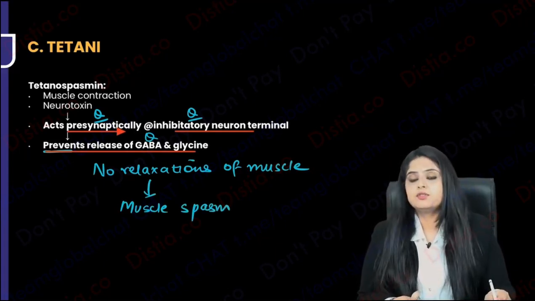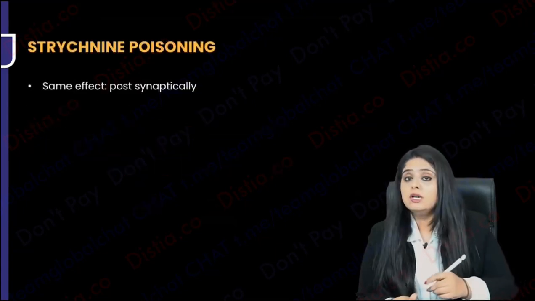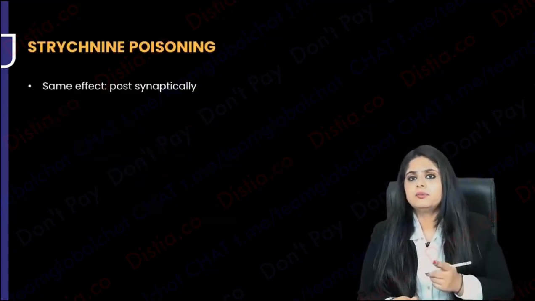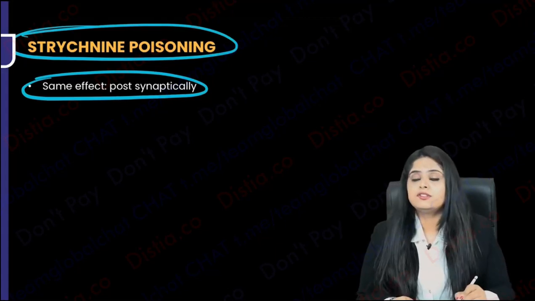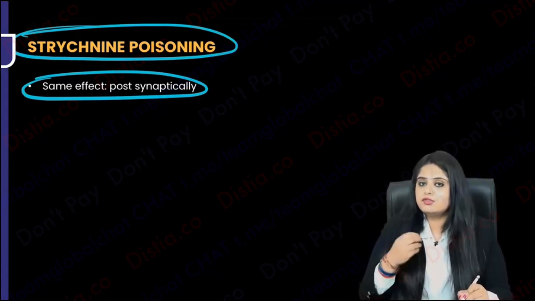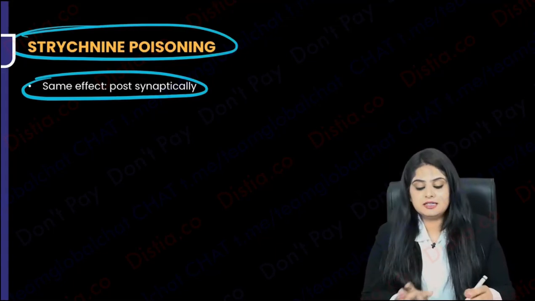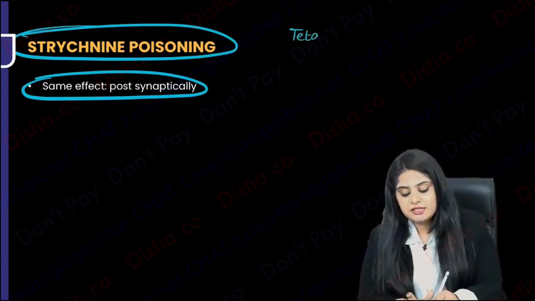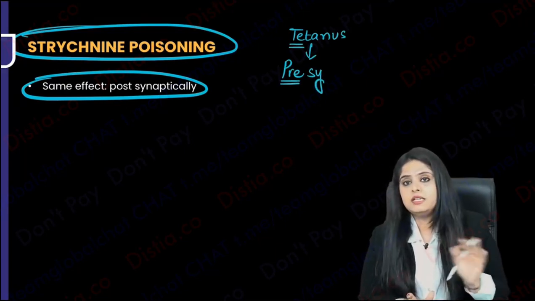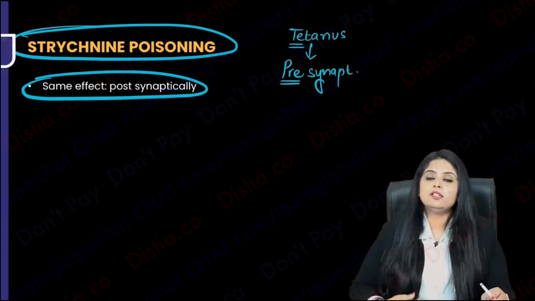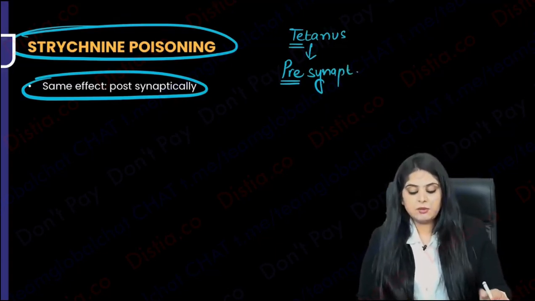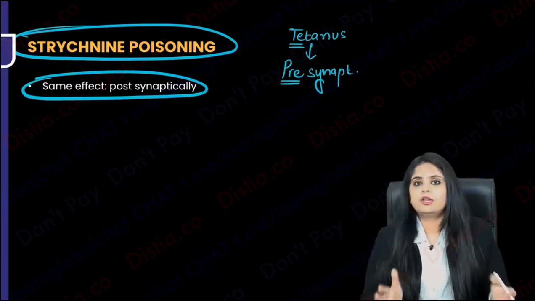I hope you all have understood the pathogenesis, because now you need to know that the same GABA glycine concept, if it occurs post-synaptically, is associated with which poisoning? It is associated with strychnine poisoning. So strychnine poisoning acts post-synaptically, whereas tetanus is going to act presynaptically. So tetanus is presynaptic, ठीक है? TE pre, that is how we learn it. Tetanus acts presynaptically, whereas strychnine poisoning acts postsynaptically. चलो अब हो गया. Now let's come to clinical features, transmission, diagnosis.